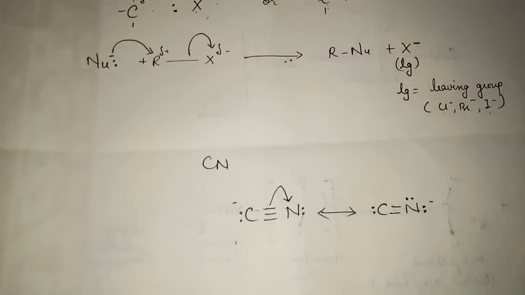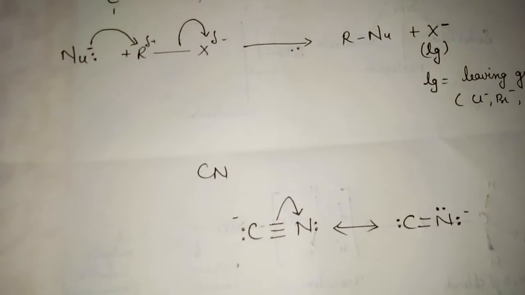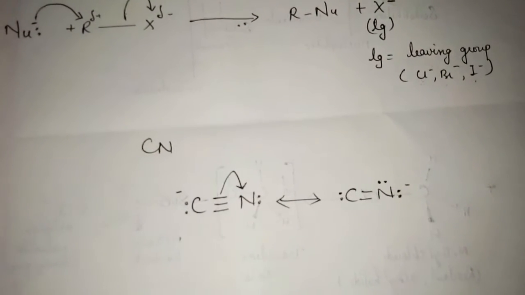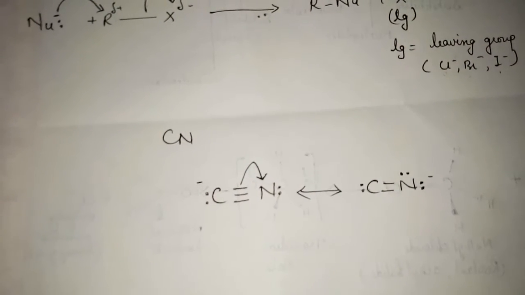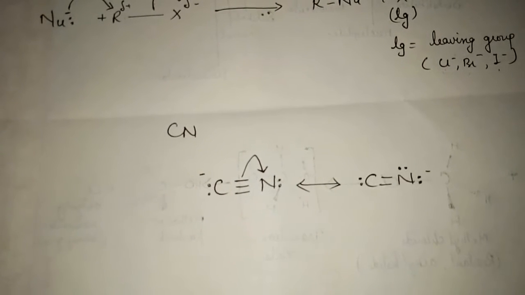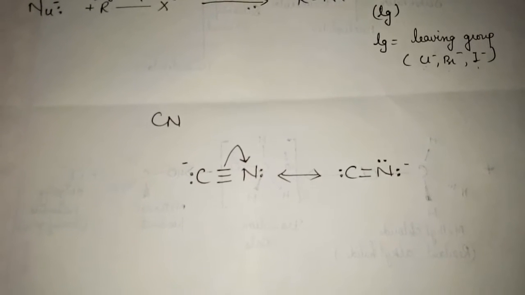While in my explanation, I said that CN is also one of the nucleophiles. So you can see a resonance hybrid or resonating structure of cyanide ion. In this case, either the carbon or the nitrogen atom can act as an electron donor to the alkyl halide. Such nucleophiles which have more than one site through which the reaction can occur are called ambident nucleophiles.